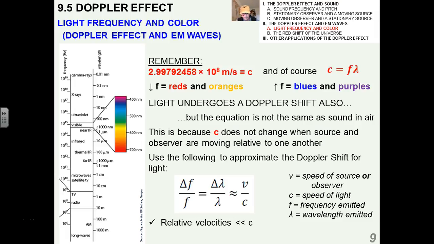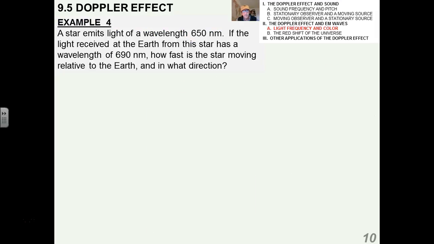Okay? All right, and the relative velocities, we need to make sure that they're much, much less than c. When we get close to c or any significant fraction of c, then relativity takes over and it becomes a lot more complex. So this is all that you need to know, this very simple equation, and of course it's given to you in your data booklet. Okay, again, it doesn't matter whether the source or the observer is moving.